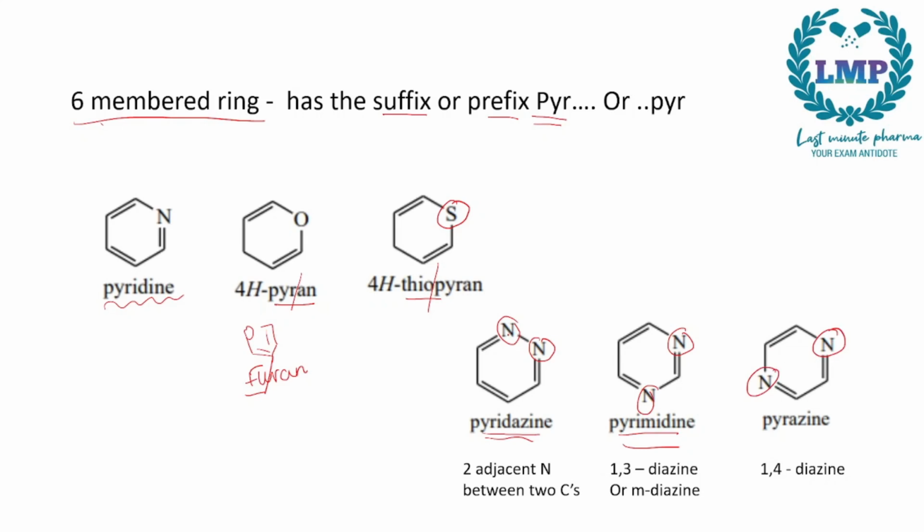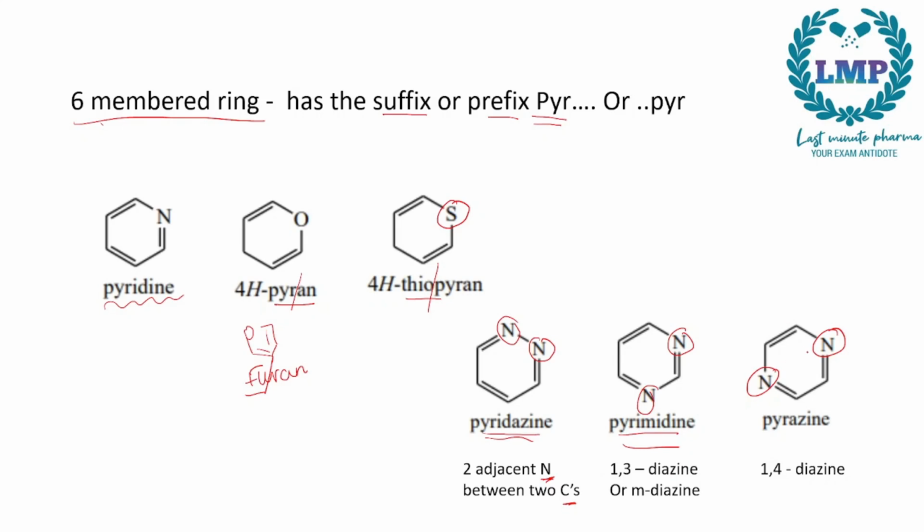Now let us see where we get the root names from. Pyridazine is any six-membered ring which has two adjacent nitrogens between two carbons. So between two carbons we have two adjacent nitrogens. It will be known as pyridazine. Pyrimidine, also known as 1,3-diazine or m-diazine. So we will name it as pyrimidine.